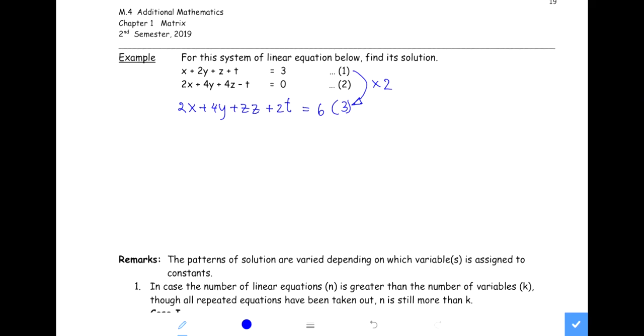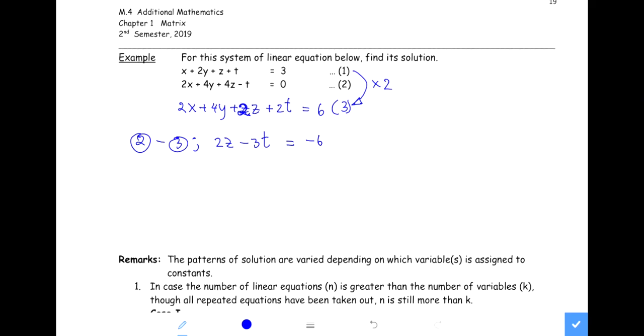All right, and now I'm going to do equation 2 minus equation 3. So now I can eliminate x, I can eliminate y, and this one must be number 2, not zz. 4z minus 2z, I'm going to have 2z left. And then negative t minus 2t, it's negative 3t, and it's going to be equal to -6. So now I have just two variables.